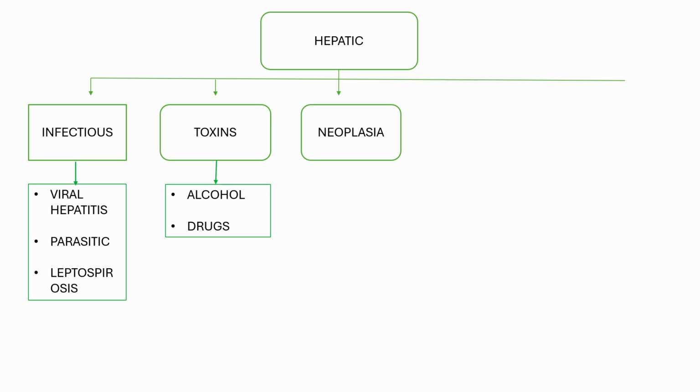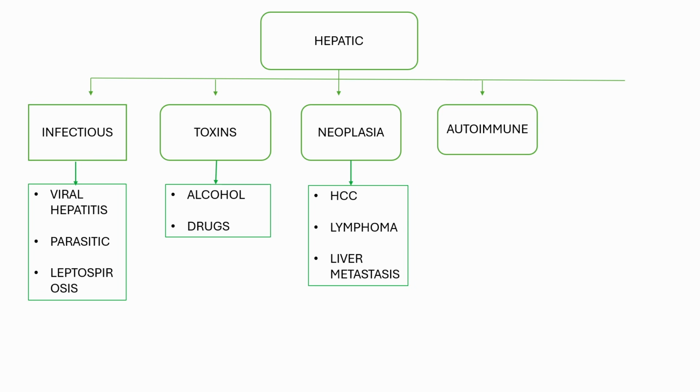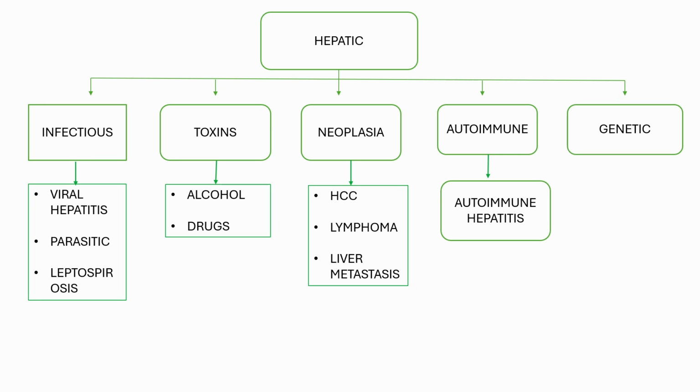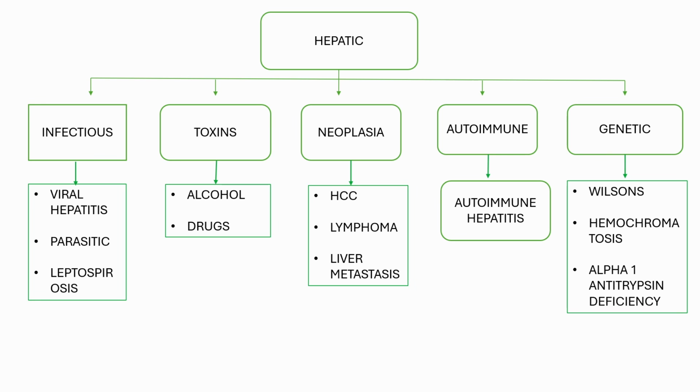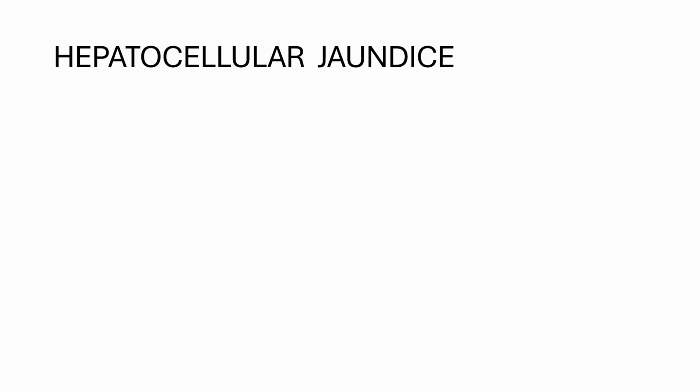And autoimmune, like autoimmune hepatitis, and some of the congenital or genetic causes like Wilson's, hemochromatosis, and alpha 1 antitrypsin deficiencies. Here, the blood picture in hepatocellular jaundice is going to be total bilirubin elevated, and the pattern is going to be mixed.